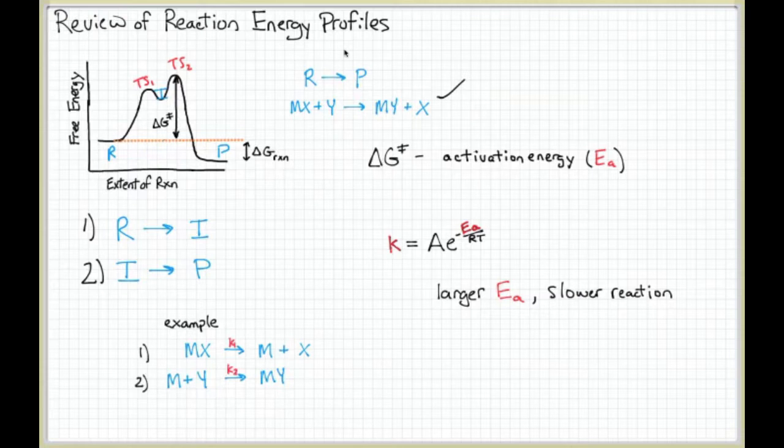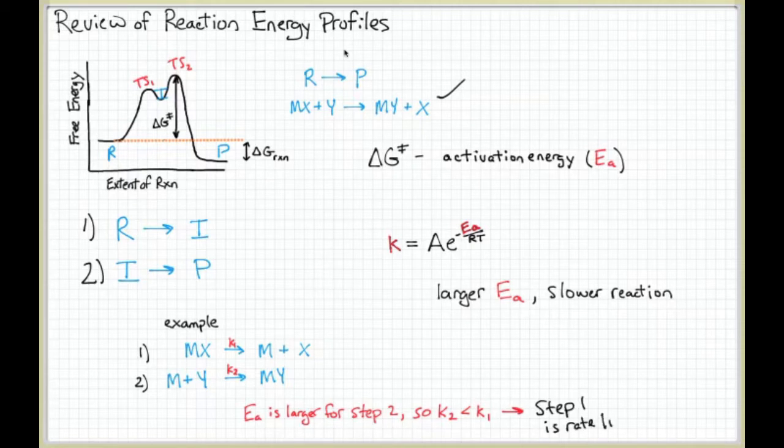Rate constants for each step in this mechanism: K1 represents the rate constant for the first step and K2 for the second step. K2 will be the smaller rate constant, and that step will be slower since the activation energy for that step is larger. So since Ea is larger for step 2, K2 will be smaller than K1, and step 2 will be the rate limiting step.